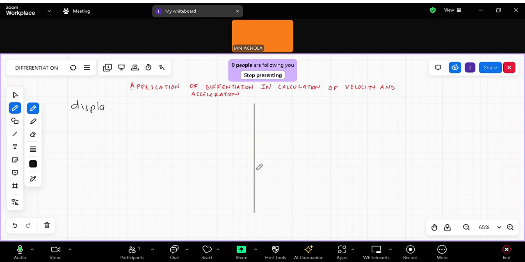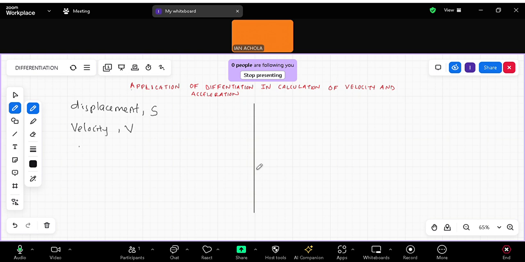So you need to understand something called the displacement. Displacement is always denoted by an s. This is the distance covered in a specified direction. Then you also have the velocity of a particle. The velocity of a particle is just the displacement over time. It's always denoted by a v.